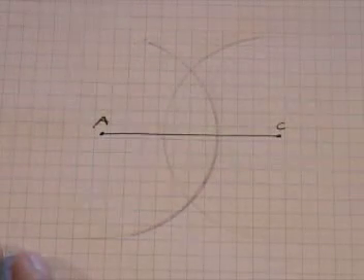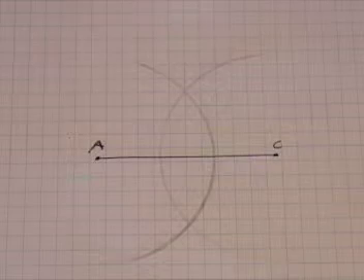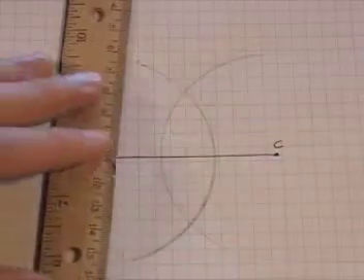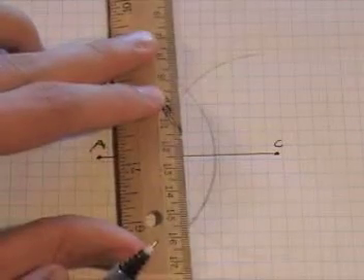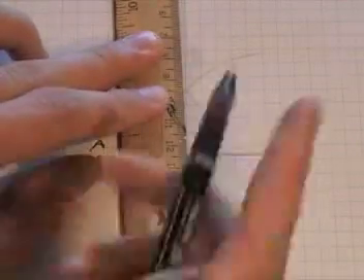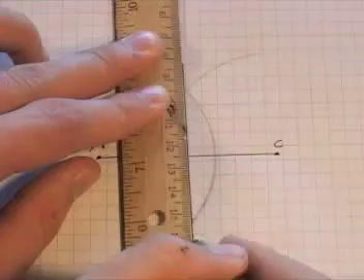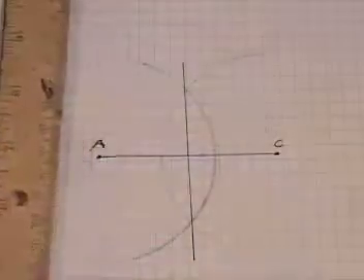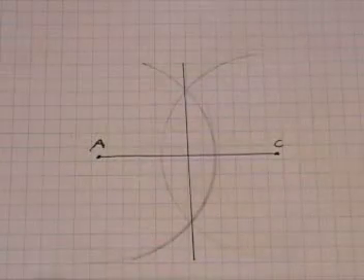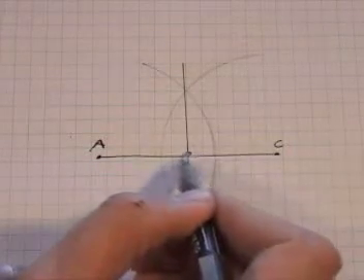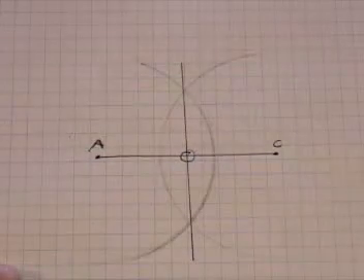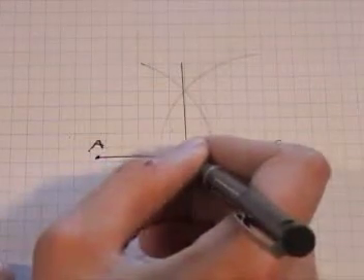Now that we see the intersection points, we can take our straight edge and line it up right on each of those. Draw a line through it. And the intersection of that line with your line segment right there, that's your bisector or midpoint.